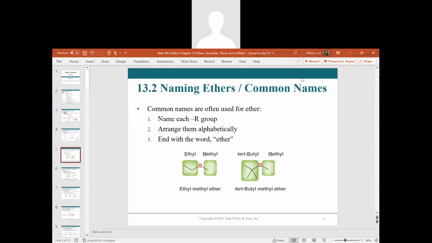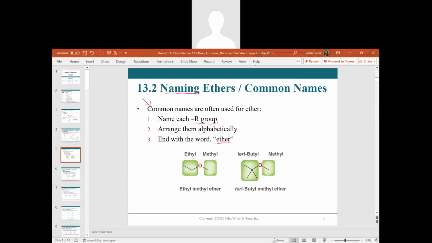In section 2 of chapter 13, we are introduced to the process of naming ethers. And if you notice, we begin with the common nomenclature for ethers, where we would name each R group, each alkyl, aryl, etc. group. And then we would arrange them alphabetically and end with the word ether. So this is how common nomenclature would be formed for various ethers.